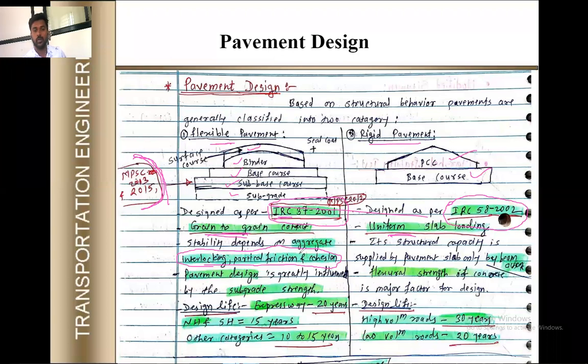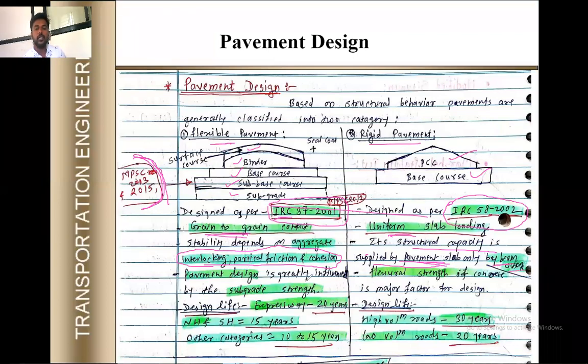Here the structural capacity is supplied by the pavement slab only. The load is transferred by the pavement slab through beam action. One slab will be there, and it will transfer the whole load to the subgrade. So there will be beam action.